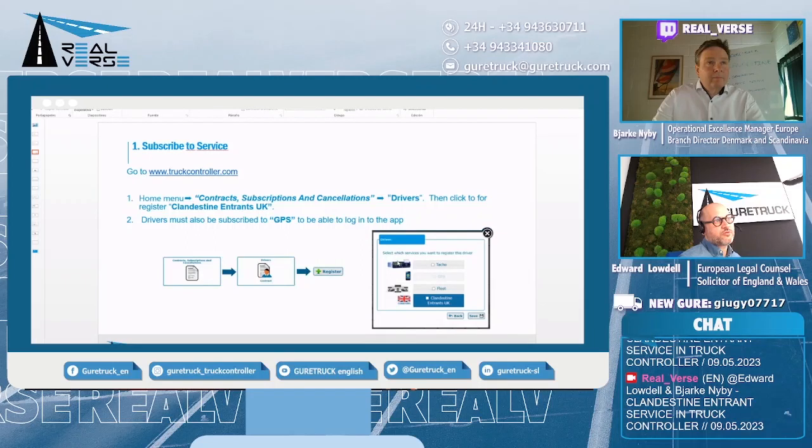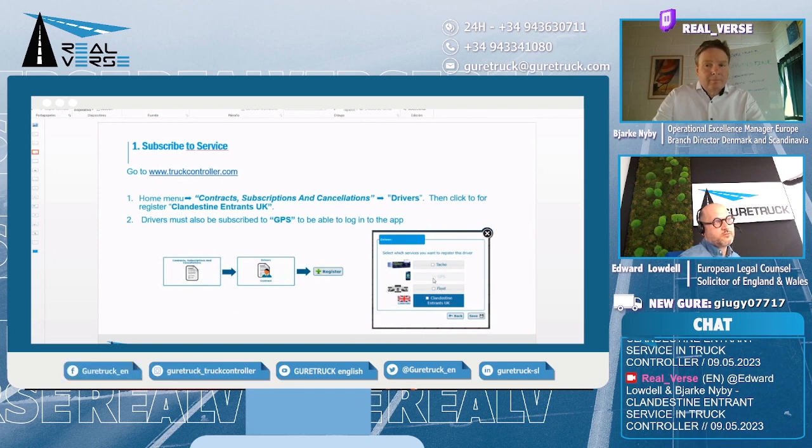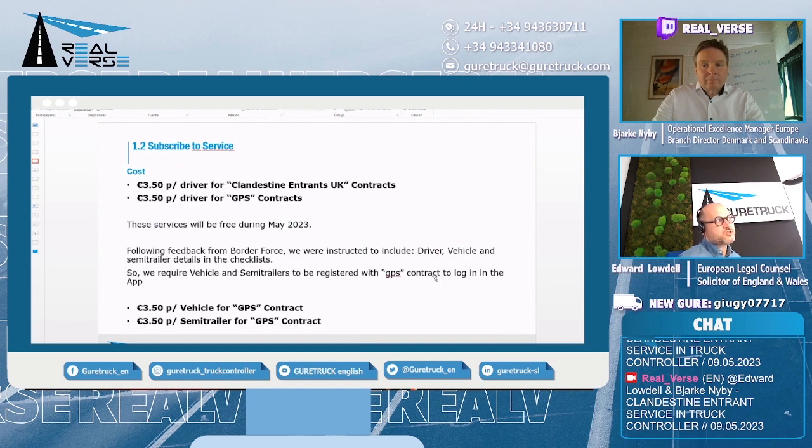Select which services you want to register this driver for, and we need to make sure that the Clandestine Entrants UK offering is ticked. And because this service is offered through our app, the driver also needs to be registered for GPS as well. So here, the important thing for drivers is that drivers are registered for the Clandestine Entrants UK and for GPS. As I said, that's drivers. There are also some obligations for vehicles.